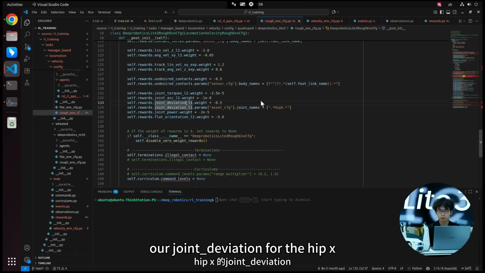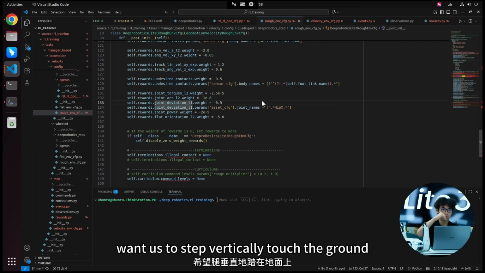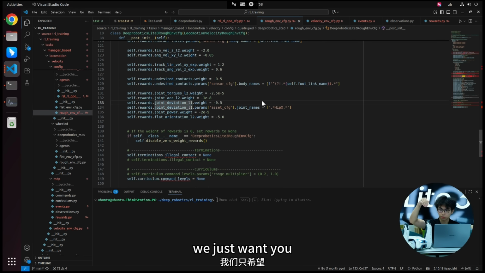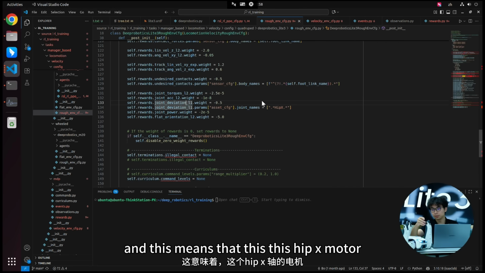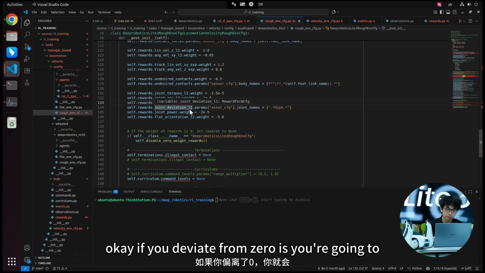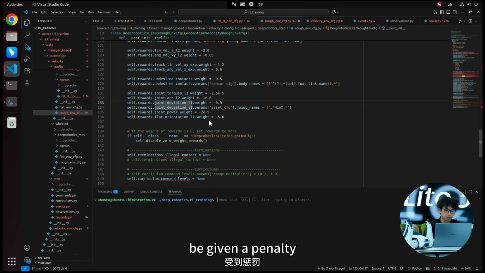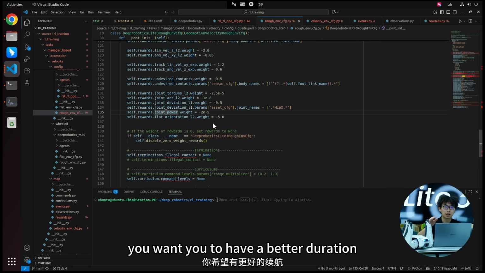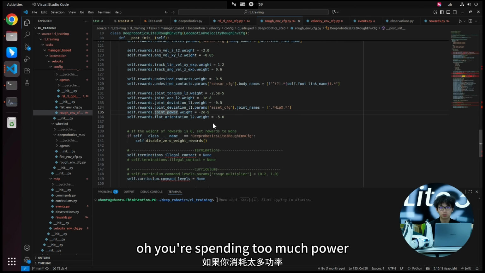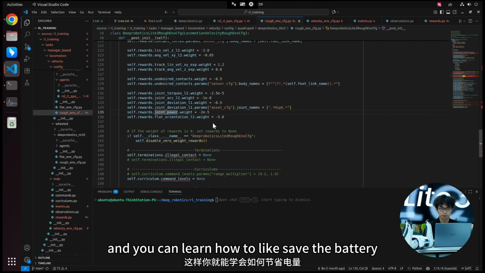Joint deviation for the hip X is that we want it to step vertically, touching the ground. We don't want it to go like this or like this, right? We just want it to step vertically on the ground. This means that for this hip X motor, we hope it to be close to 0. So if you deviate from 0, you're going to be given a penalty. And joint power, also the power of the joints, we want you to have a better duration. So if you're spending too much power, you're going to be penalized, and you can learn how to save the battery.